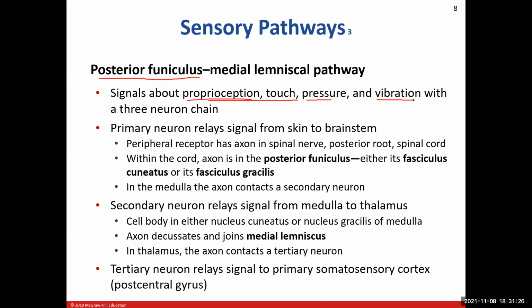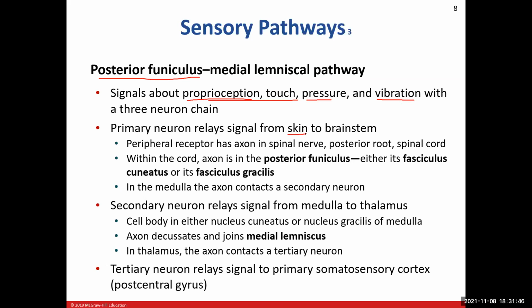You need to know what sensations or what sensory input this pathway carries. So it's proprioception, touch, pressure, and vibration. And it's going to use 3 neurons to do this. So our primary neuron starts off in the periphery. Where is that? In the skin.